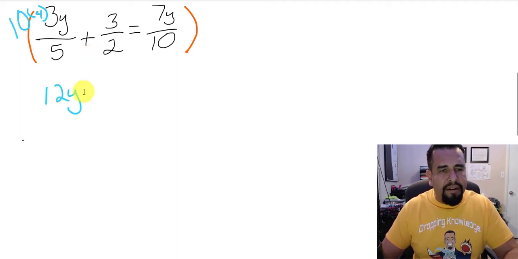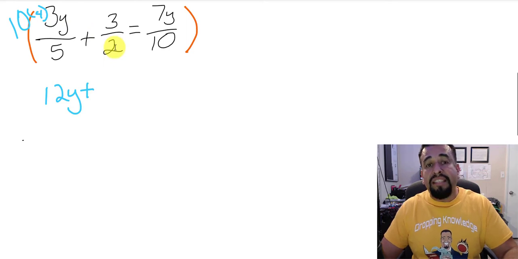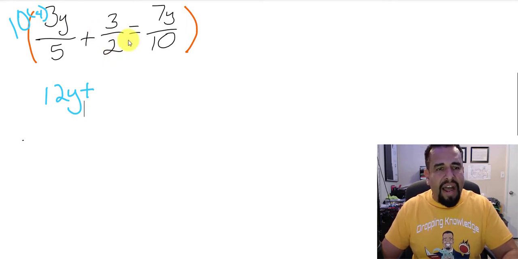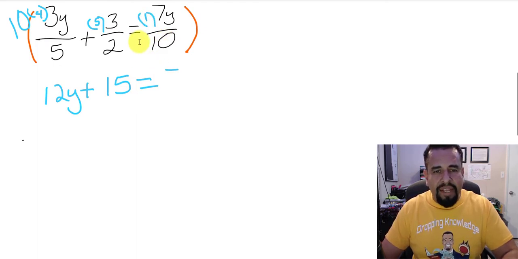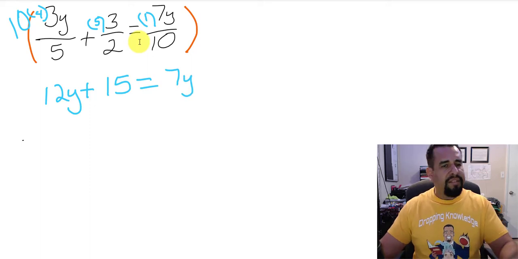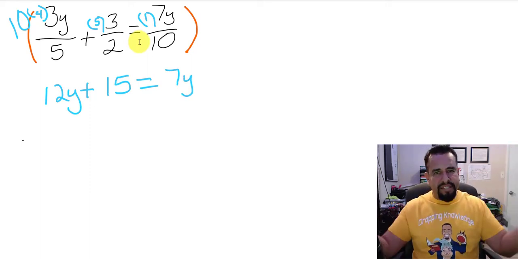My plus sign here is still a plus sign here. Now back to the 10 divided by 2. That's 5. Take that 5 and we multiply it times the 3 and we get 15. Continue. There's my equal sign. Just bring it straight down. 10 divided by 10 is 1. We're going to multiply this 7 by 1, and we get 7. And the y just continues to follow along with the 7.